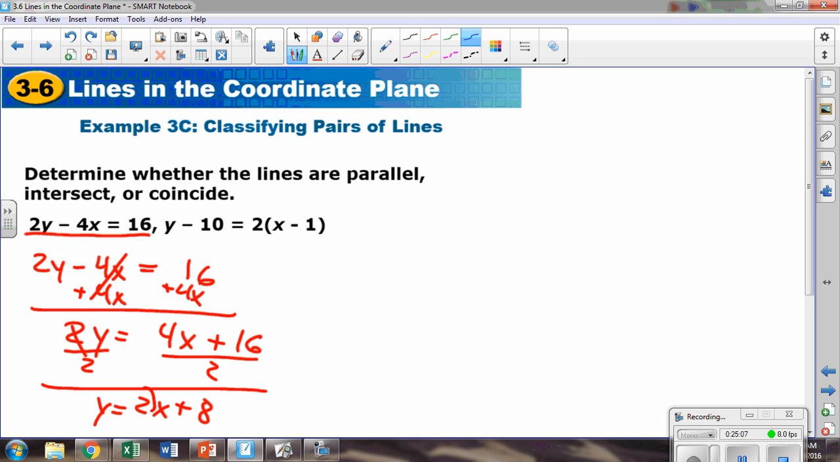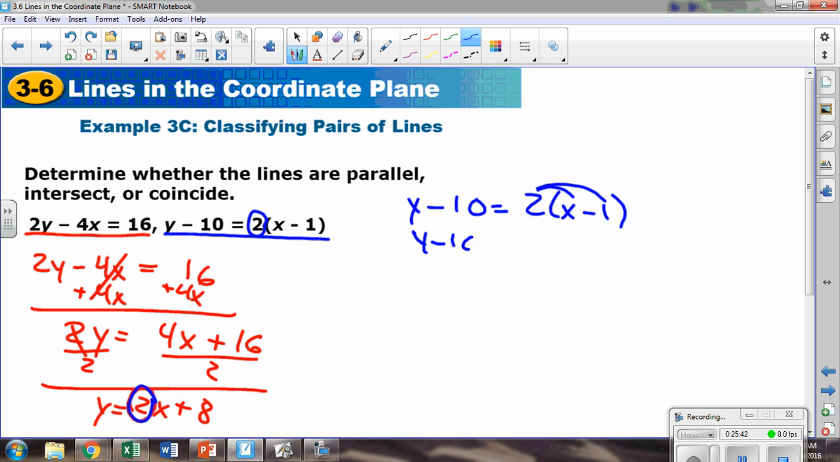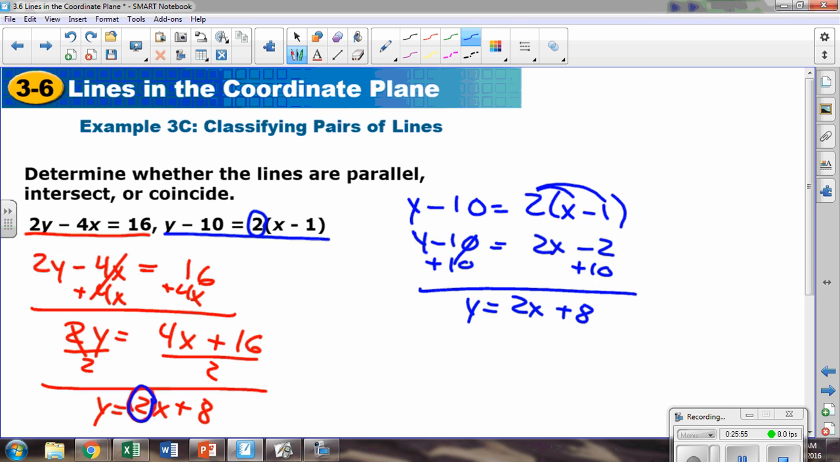So the first one has a slope of 2. Looking at the other line, it also has a slope of 2. So immediately we know that they're not just intersecting because the slopes are the same. Now we have to determine if the intercepts are the same also. In order to do that, we're going to have to use the distributive property on our set of parentheses. When we multiply across, we get 2x minus 2. Adding 10 to both sides then shows us y equals 2x plus 8.